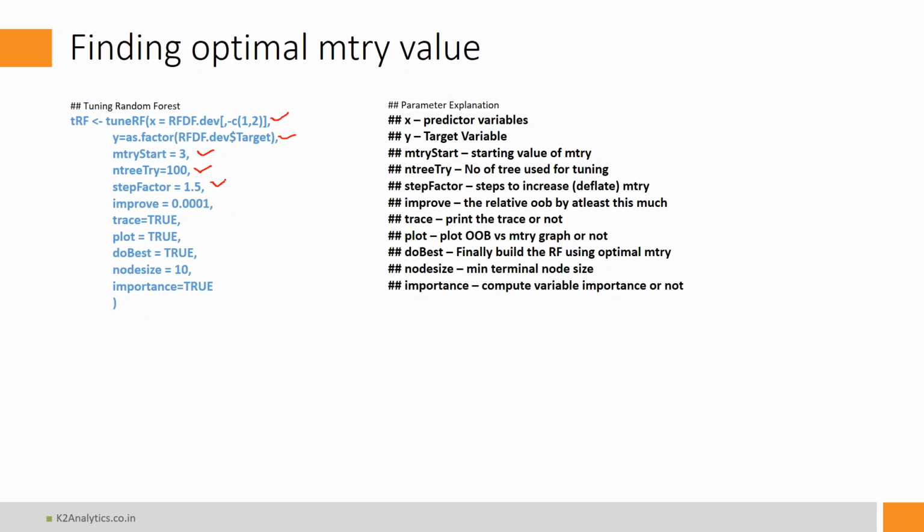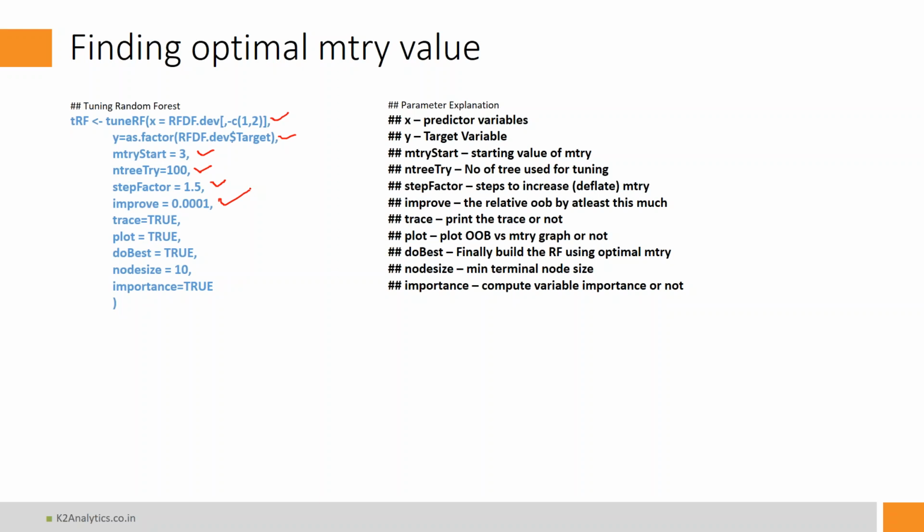Now, how many times to keep continuing with the tune? As I keep going up, should I keep continuing? That is decided based upon an improvement factor. If in my previous iteration, I got an out of bag error rate of 8.4, and in the next iteration, I get an out of bag error rate of 8.39, there is an improvement of 0.01%.